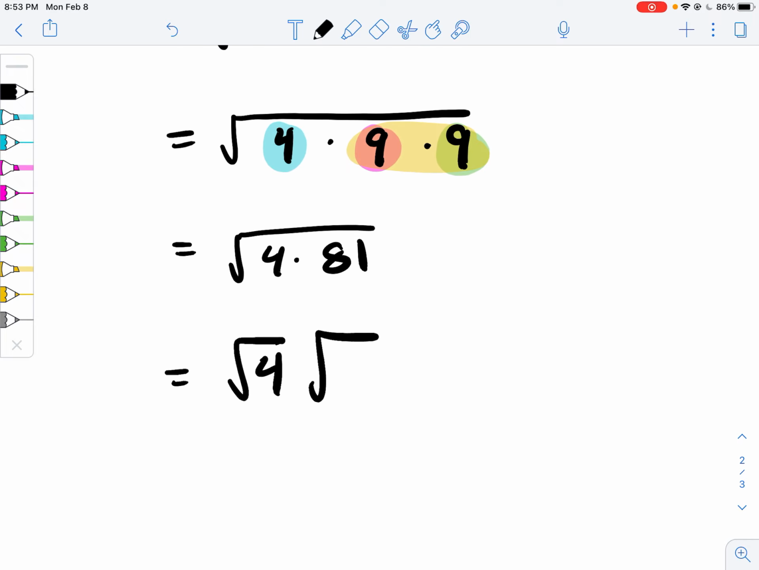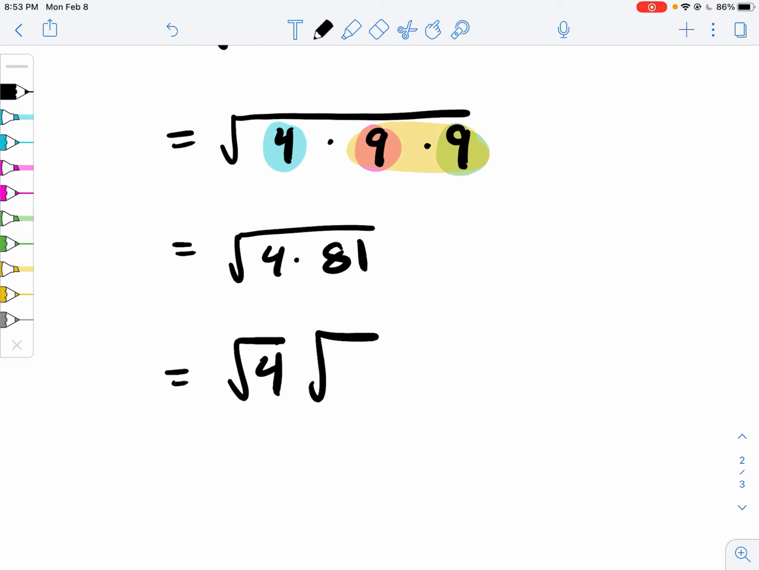Guys, what's the square root of 4? It's 2. And guys, what's the square root of 81? It's 9. 2 times 9 is 18. So the square root of 324 is 18. How great is that?